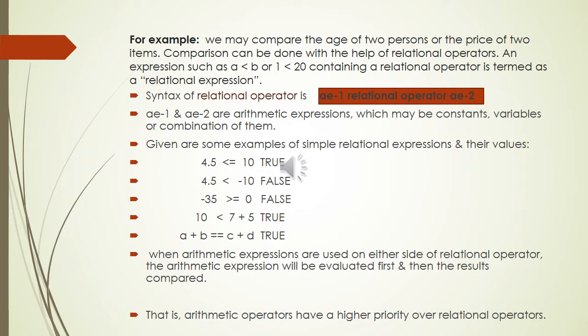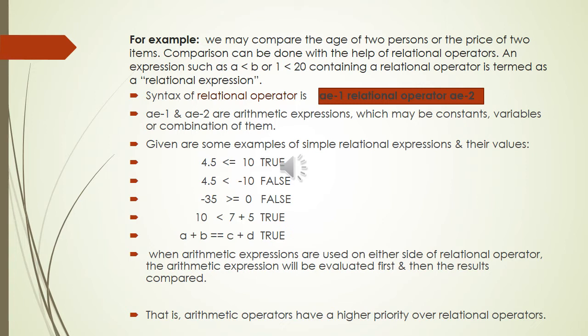An expression such as a is less than b or 1 is less than 20 containing a relational operator is termed a relational expression. Syntax of relational operator is arithmetic expression 1, relational operator, arithmetic expression 2. For example, just now we saw a is less than b, or you can use a greater than b. AE1 and AE2 are arithmetic expressions which may be constants, variables or combinations of them. Given are some examples. For example, 4.5 less than or equal to 10, it is true.